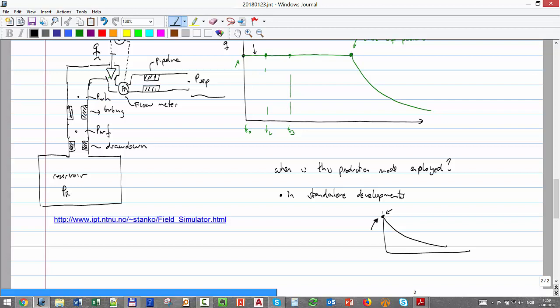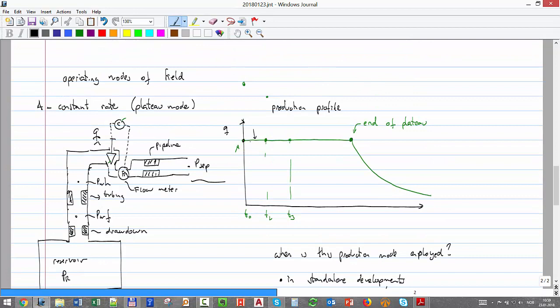Okay, and I spent a lot of time and money to build a big separator, big pumps, big compressors that can process that rate, right? But after that, I don't use it anymore. So it's like money not well spent. So that's why I prefer to operate at a constant rate.